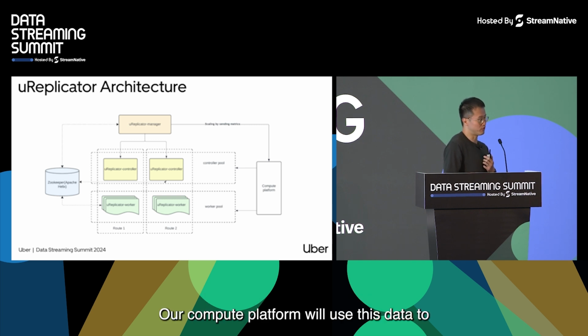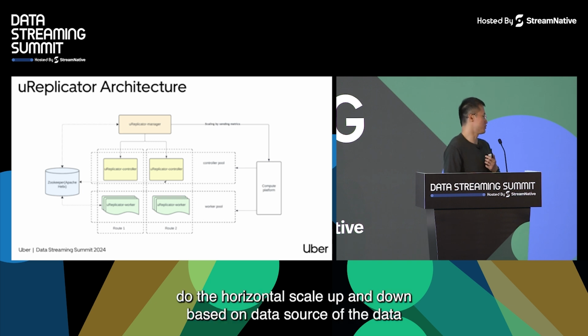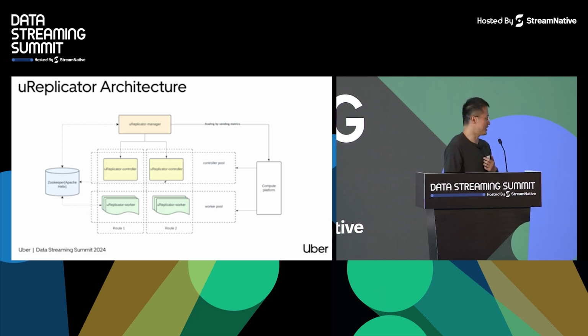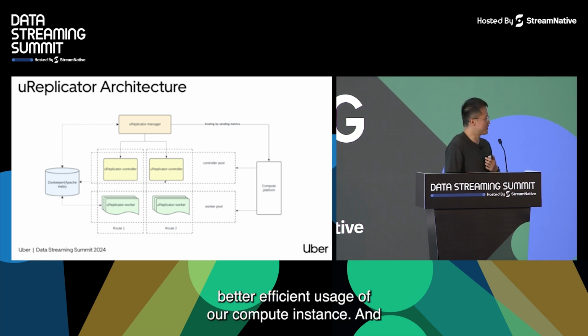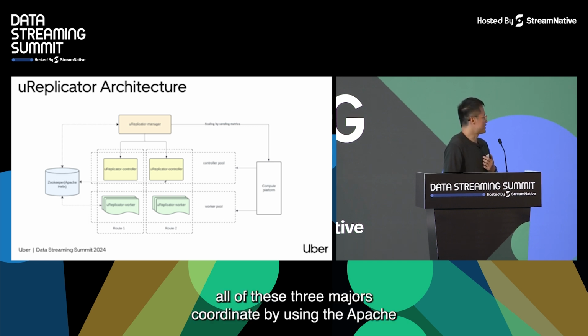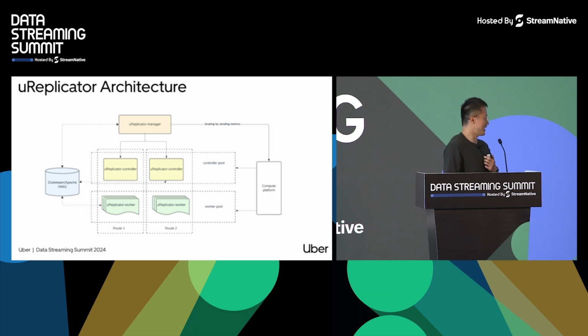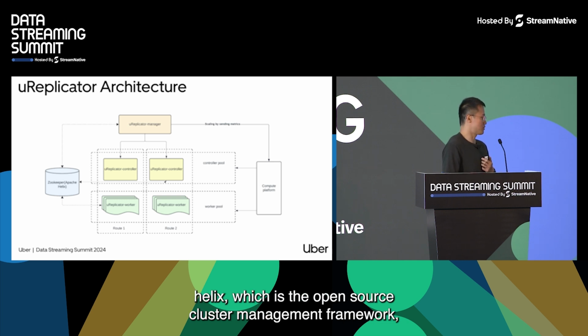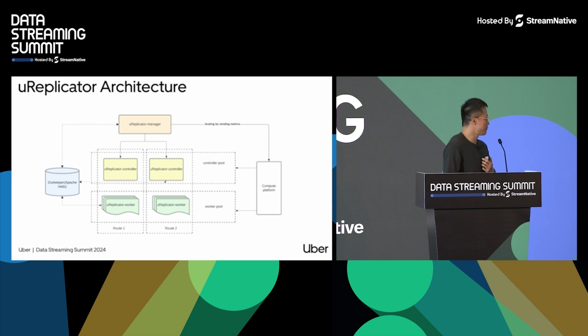Our compute platform will use this data to do the horizontal scale up and down based on this source of data, for more efficient usage of our compute instances. And all of these 3 components coordinate by using Apache Helix, which is the open source cluster management framework, which is based on Zookeeper.